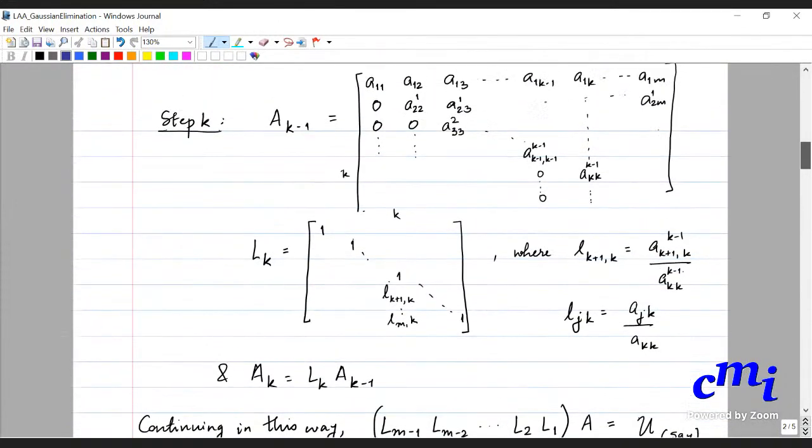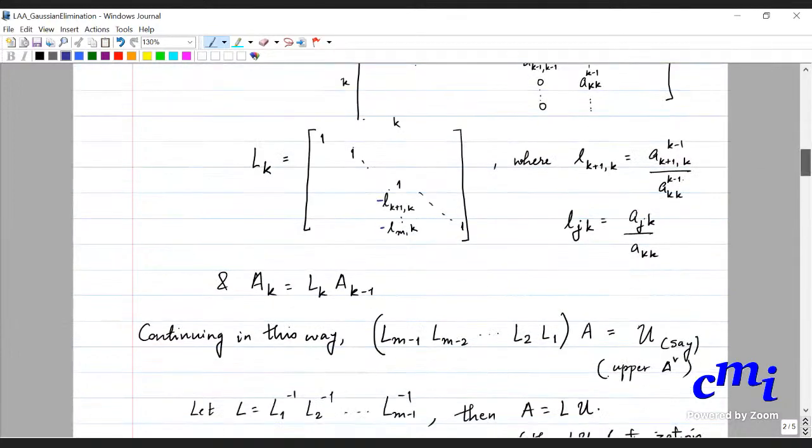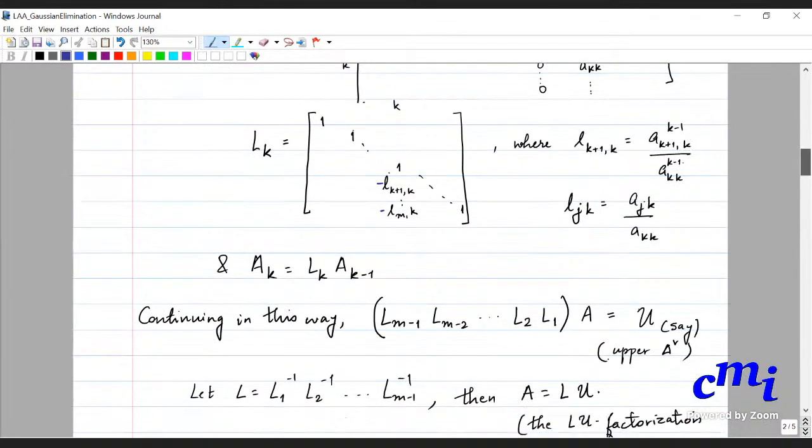That's right. I'm missing a minus sign here. There should be a minus. Yeah, so that is what Lk is. Okay, and Ak is going to be Lk applied to Ak minus 1. So you continue in this way.